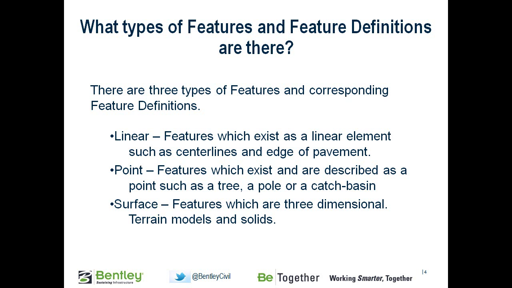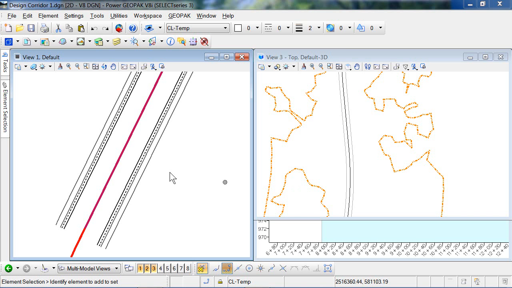And then there are surface features. These are those features which are three-dimensional, such as terrain models and solids. So let's take a look.